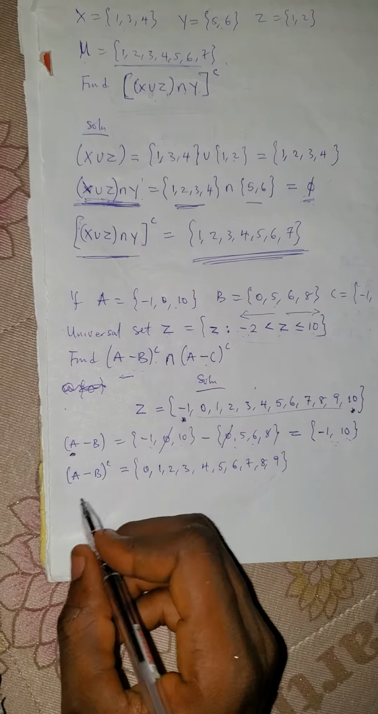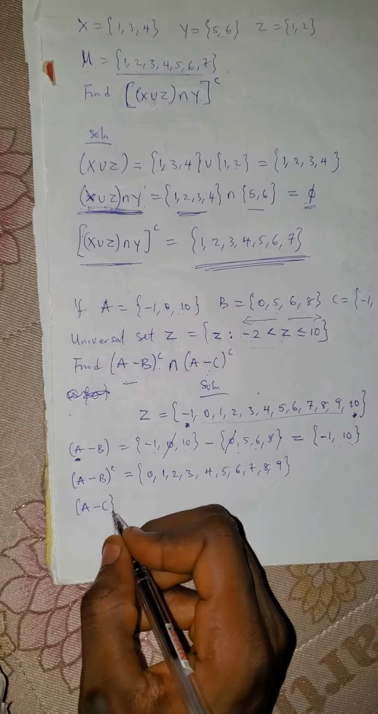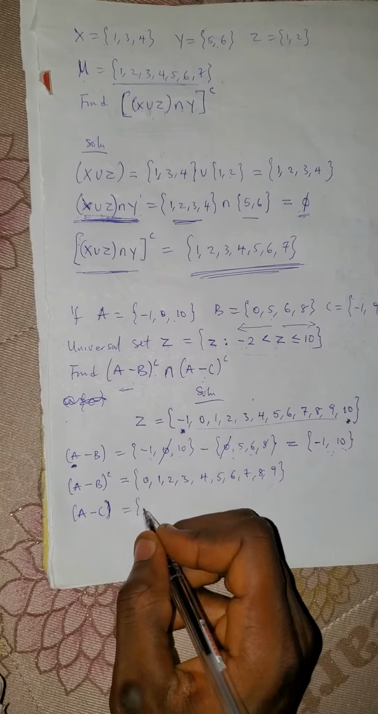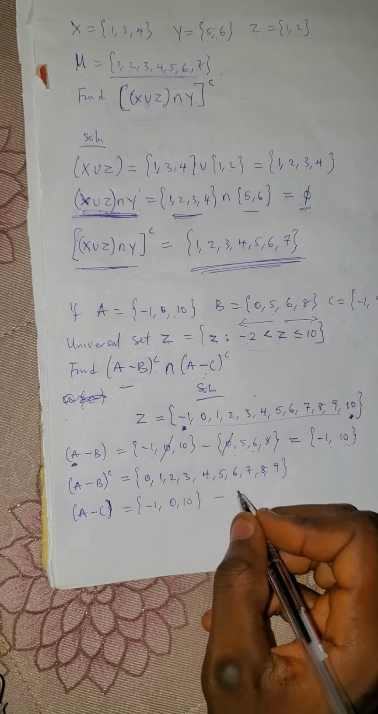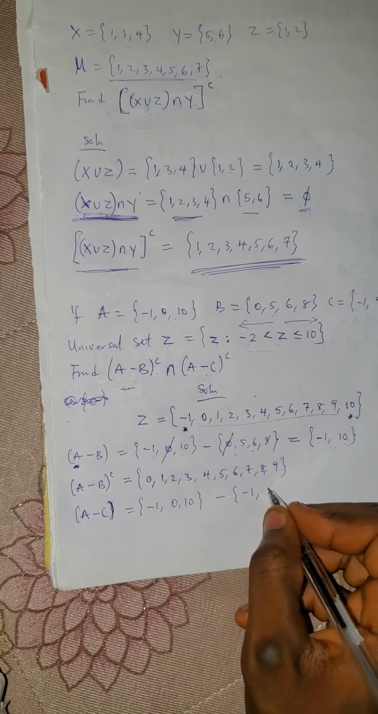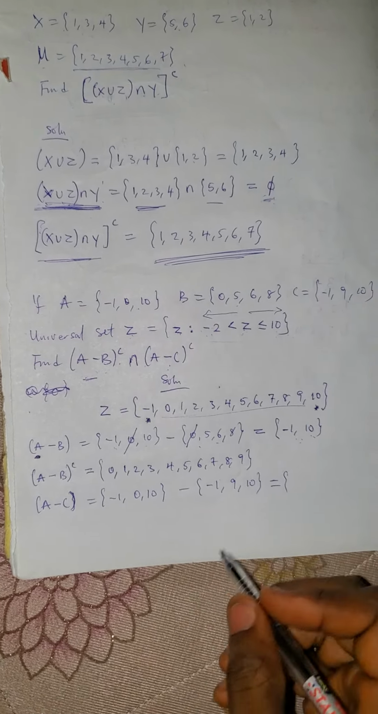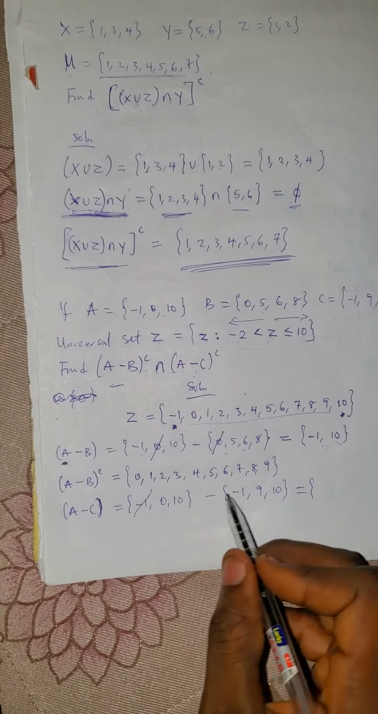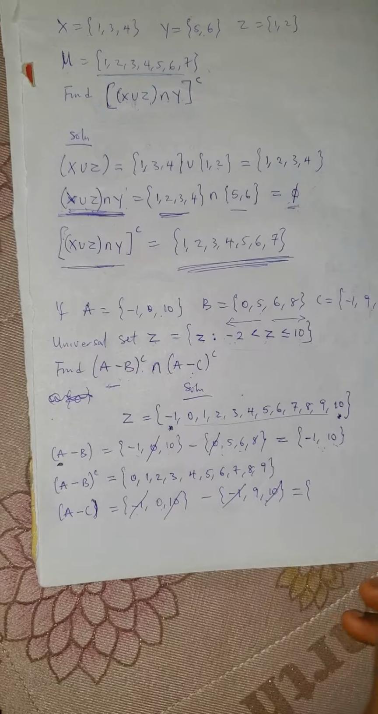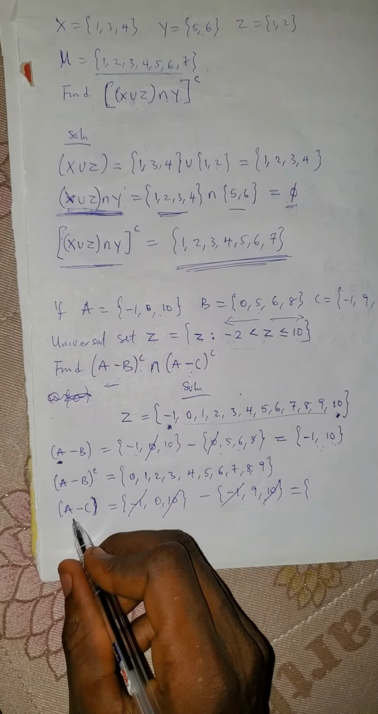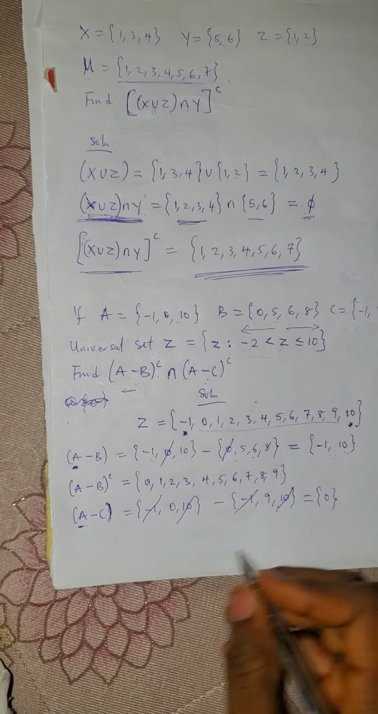Let us come to the right side here. The right side is A minus C. A minus C, what's our A? Minus 1, 0, 10. What's our C? Minus 1, 9, 10. A minus C will now remove what they have in common. Minus 1 is here, minus 1 is here. 0 is here, 0 is not here. 10 is here, 10 is here. So the element that remains in A will now be the answer, which is 0.